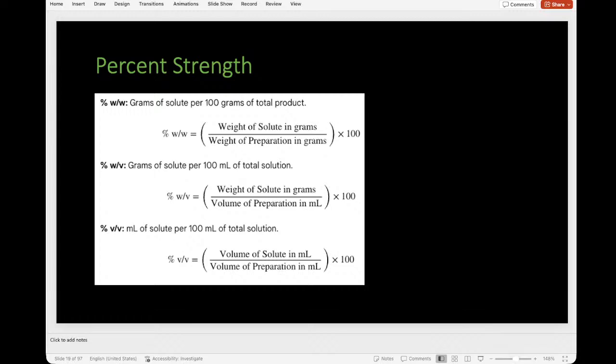The next thing is percent strength. Now, percent strength involves percent weight over weight, which could involve grams of solute per 100 grams of total product, or percent weight over volume, which is grams of solute per 100 milliliters of total solution. Percent volume over volume is the milliliters of solute per 100 milliliters of total solution. And those are important concepts to understand when it comes to percent strength.